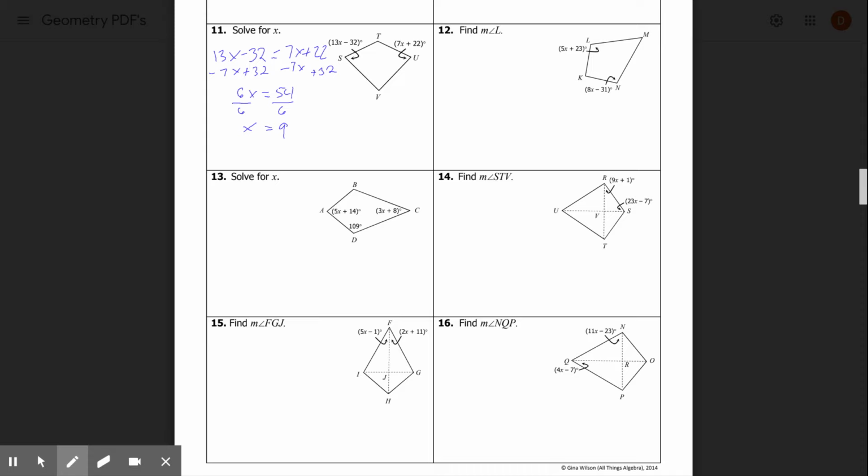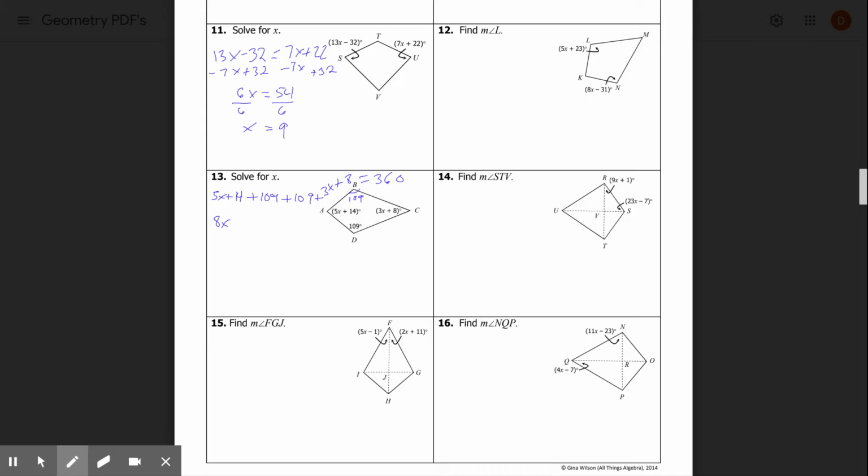So you can set it up as 5x plus 14 plus 109 for this angle, and then this one's also 109. So plus 109, and then we'll add 3x plus 8, and that's all going to equal 360. Okay, so let's combine these down a little bit. That leaves us with 5x and 3x is 8x. And then we have 14, 109, 109, and 8. I'm just going to add those up.